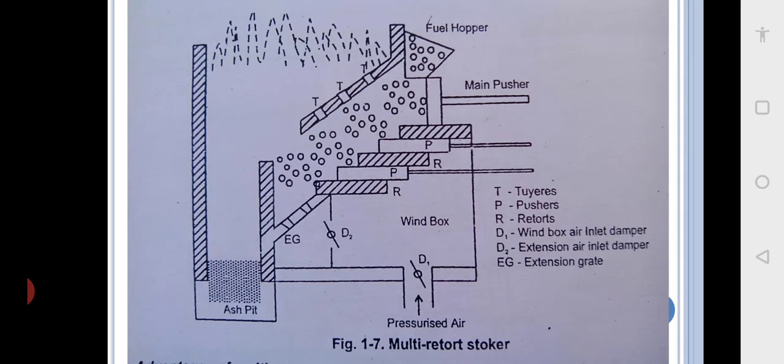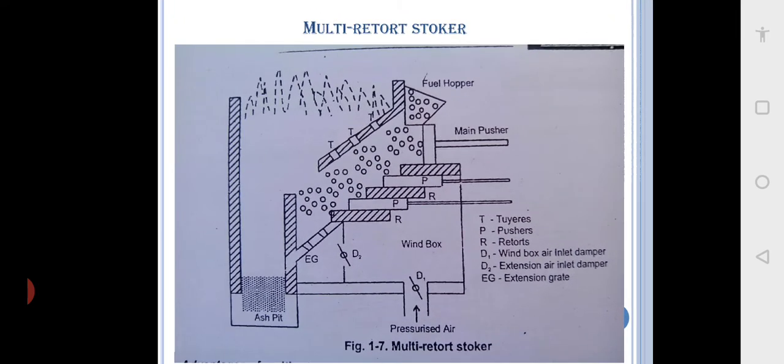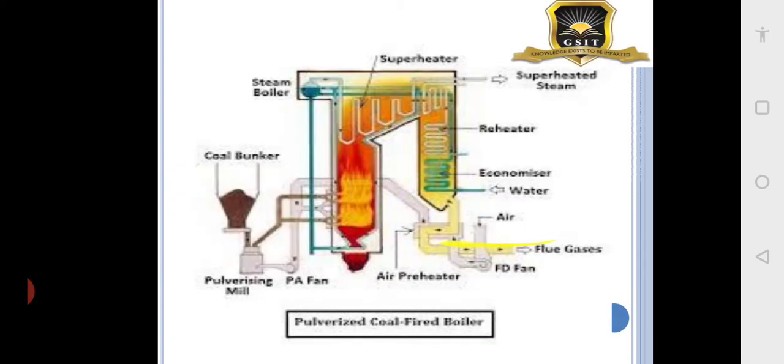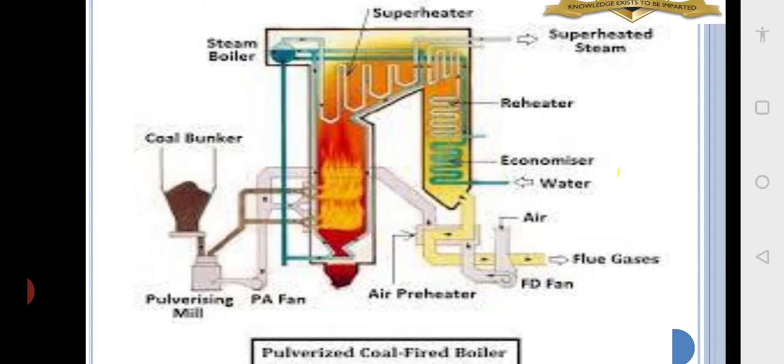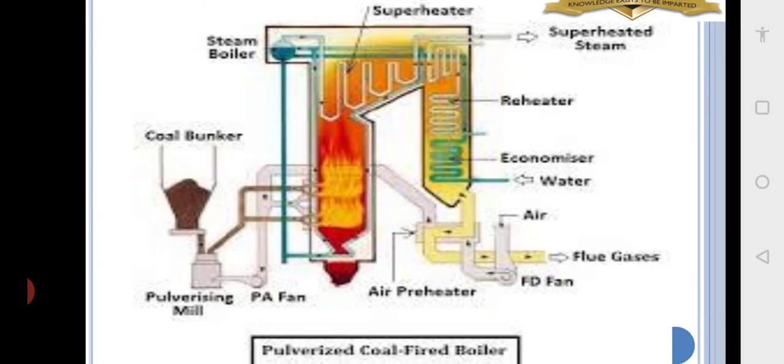Okay, and then you have got a wind box, air damper. Air dampers are meant for controlling the flow of air. So this is a diagram of a multi-retort stoker. I think you can see a pulverized coal burning. This boiler is not a simple one, what we see actually.